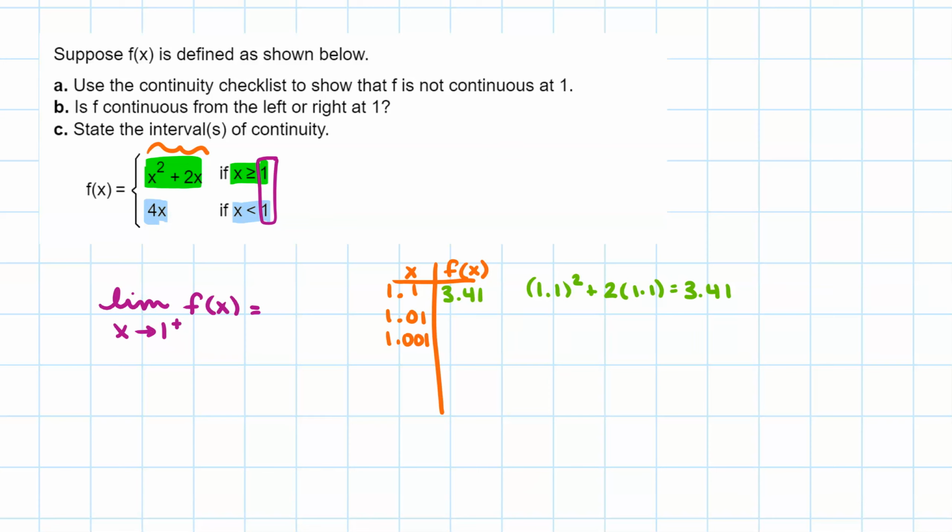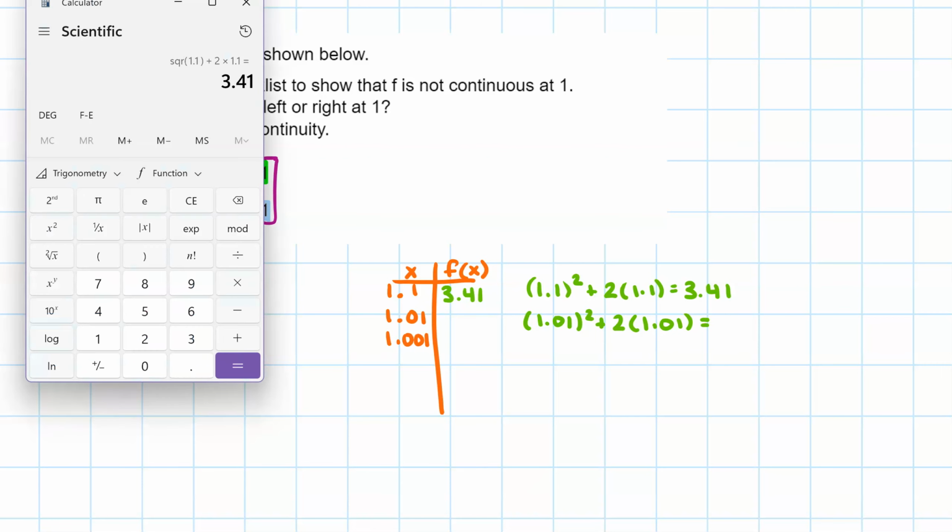Okay, let's try 1.01. To calculate that, I'll do 1.01 squared plus 2 times 1.01. So in my calculator, 1.01 squared plus 2 times 1.01. It's going to be 3.0401.